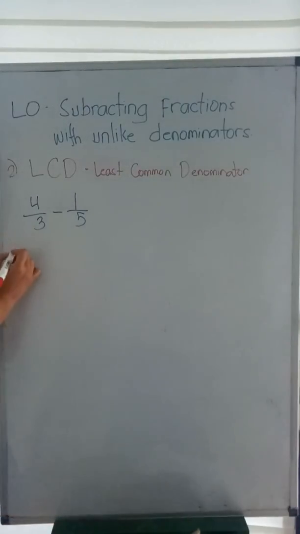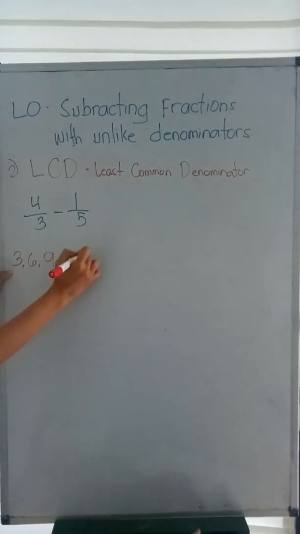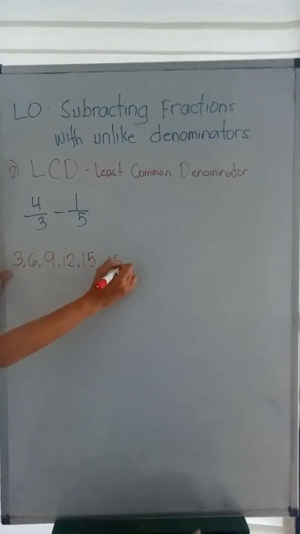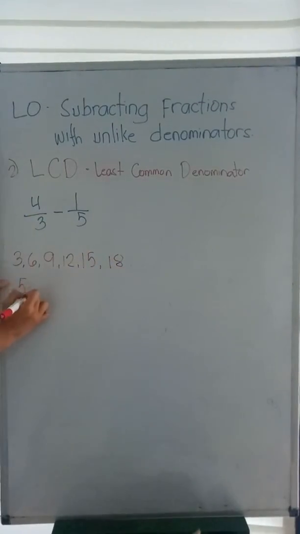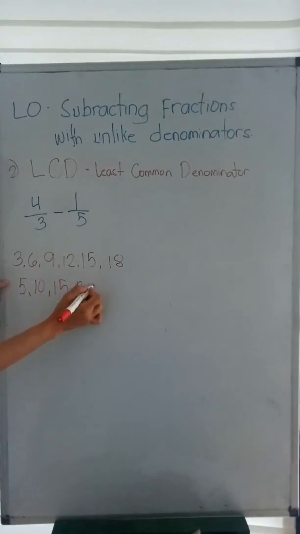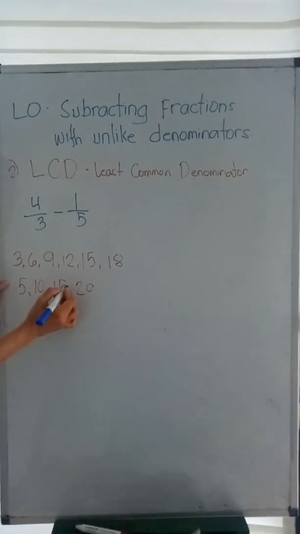So we use 3 first. Use your times table. 3, 6, 9, 12, 15, 18. We stop there. Now we use 5. 5, 10, 15, 20. You can stop there too. Now think, what's the common number they have? They have the common 15.